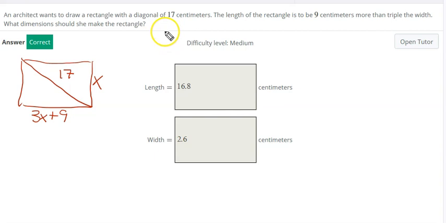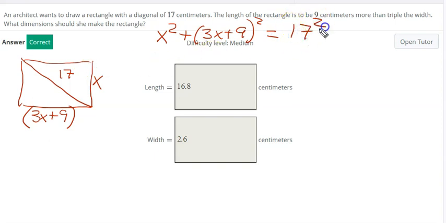So when we use the Pythagorean theorem, we're going to go x squared plus, now we have to put this in a parenthesis, 3x plus 9, the quantity squared, equals 17 squared.